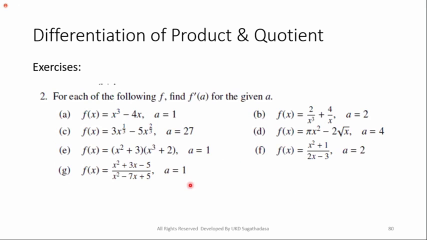When the function equals f(x), you can write dy by dx, so it's called f dash x. Functional notation is f dash x. For each of the following, find f dash a for the given a. So your a value is given now. Calculate f dash x, the differentiation, and simplify the values.